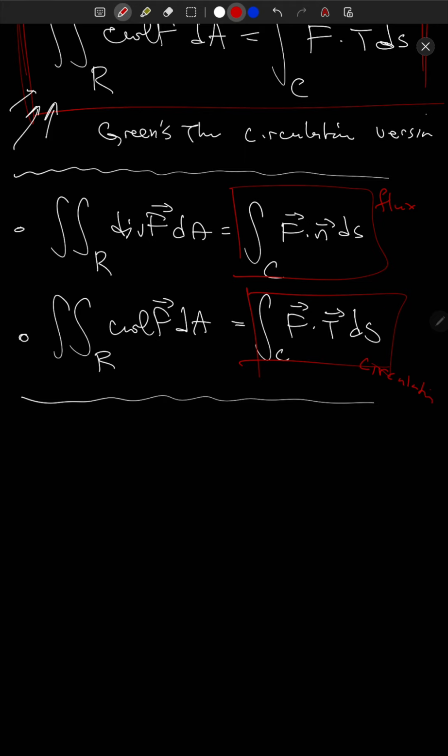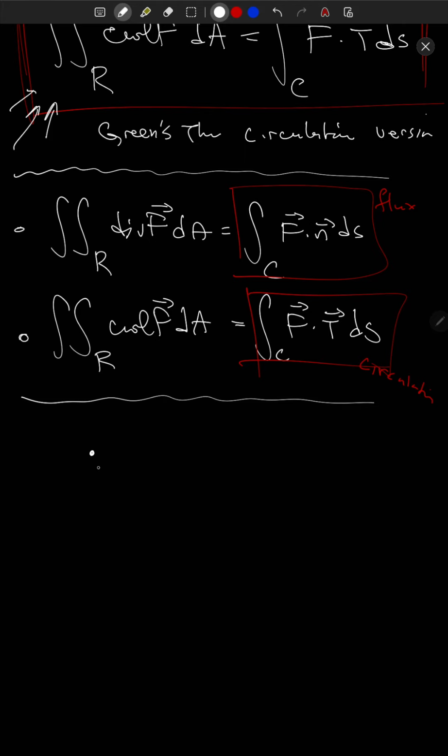By flux we mean how much stuff is moving across the boundary C, because n is the outer normal, across the boundary C from the inside to the outside. And circulation is how much stuff is moving along C in the counterclockwise direction. Now imagine we have our region R, and let's just pick one point in R right there.